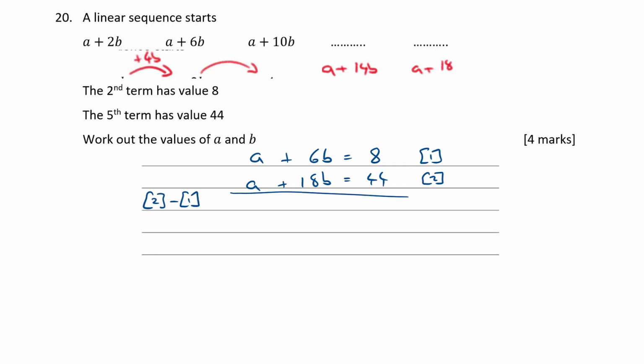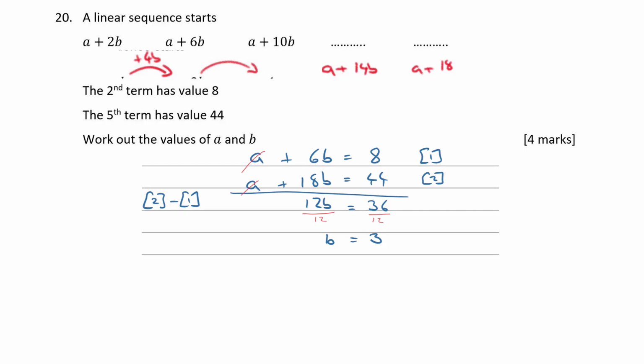So A subtract A, they cancel each other out. 18B subtract 6B gives me 12B. And 44 subtract 8 is equal to 36. Okay, so I've got 12B is equal to 36. Dividing both sides by 12, or cross multiplying, whichever way around you do it, gives me B is equal to 3.